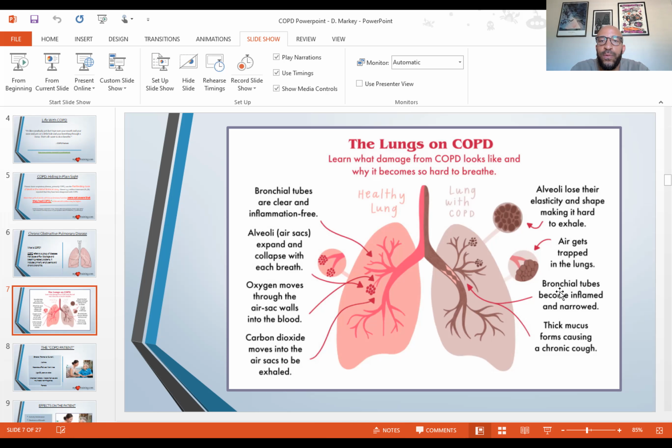The bronchial tubes, from bronchitis and different breathing related problems, start to become inflamed. When something becomes inflamed, it swells and starts to narrow. So those tubes are narrow, which means even more air isn't getting in. And also thick mucus develops that causes the chronic cough associated with patients with bronchitis. So patients with bronchitis and emphysema are at a high risk for developing COPD. Those are actually the diseases that lead to COPD.